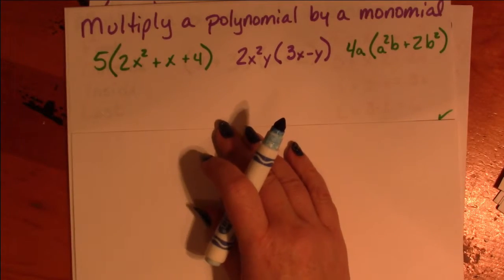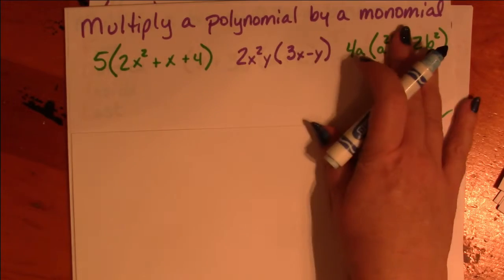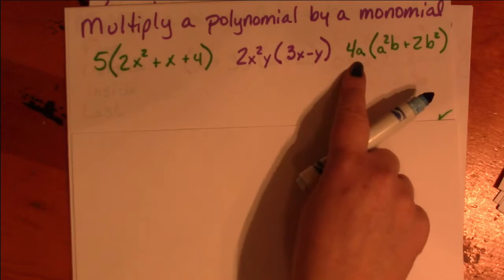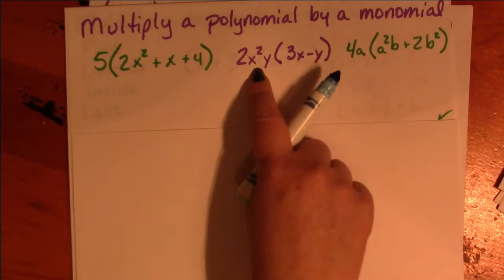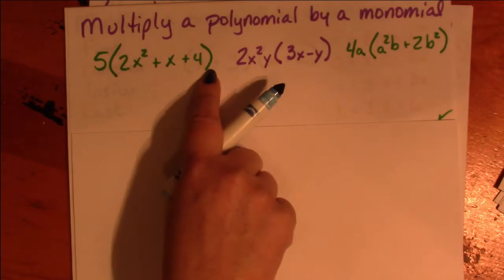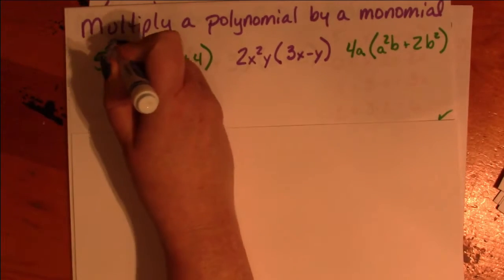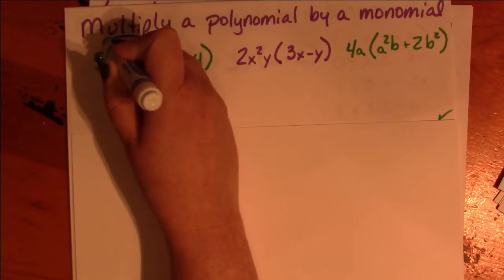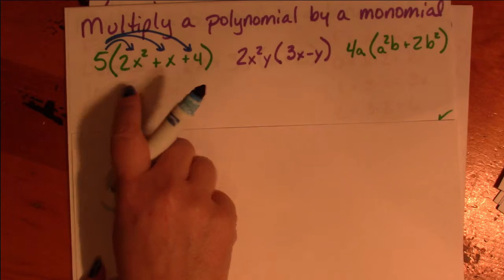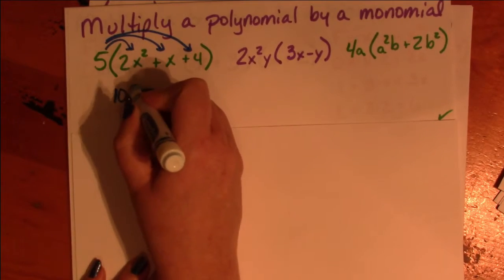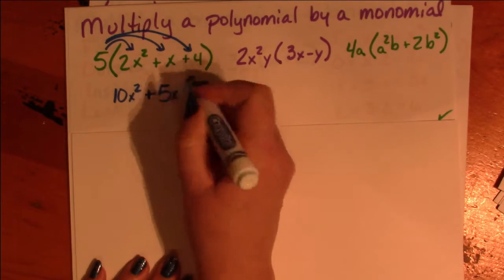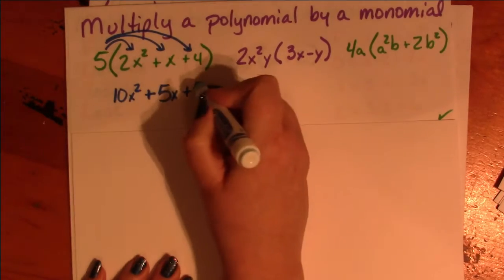Next, we're going to try to multiply a polynomial by a monomial. So here in the front of each of these sets of parentheses, we have a monomial, and we're going to multiply it by a polynomial. This essentially just means the distributive principle. We're going to multiply 5 times everything in the parentheses. So 5 times 2x squared is 10x squared, plus 5 times x is 5x, plus 5 times 4 is 20.